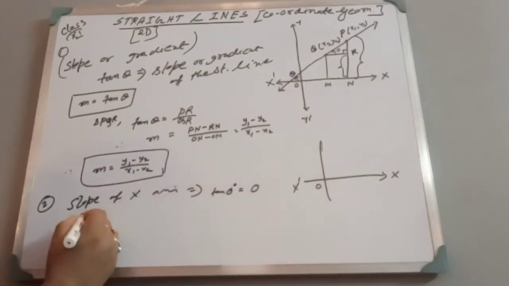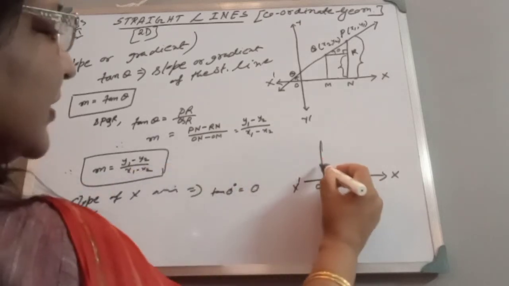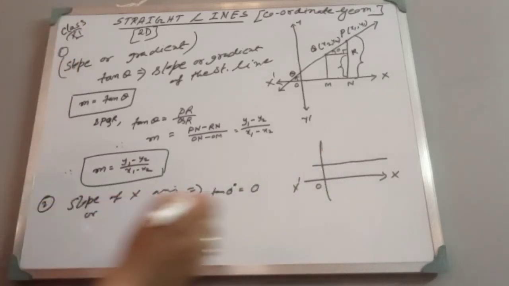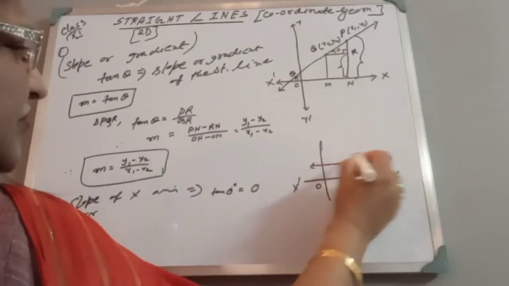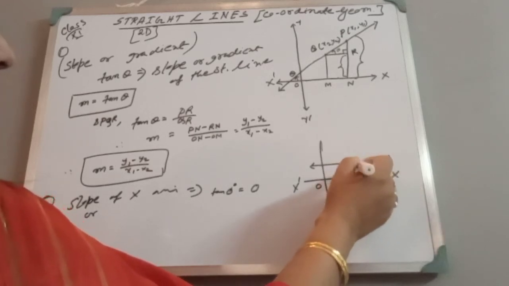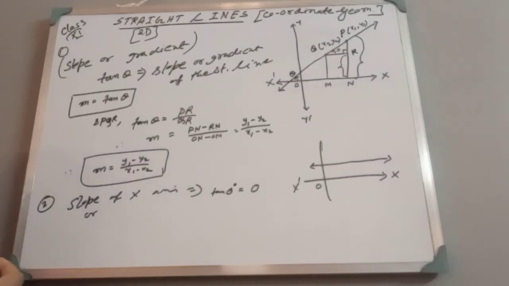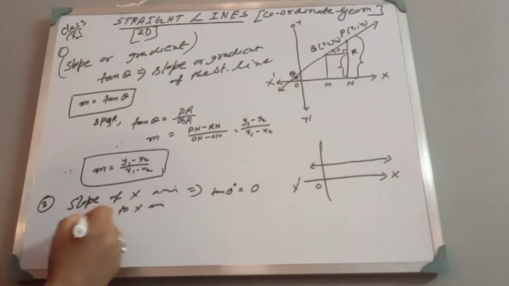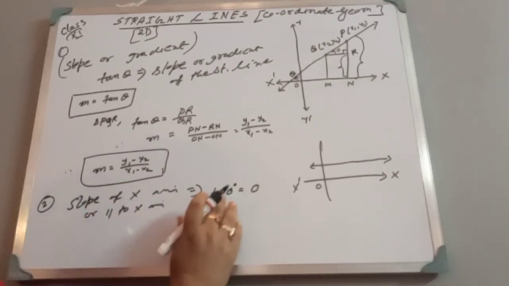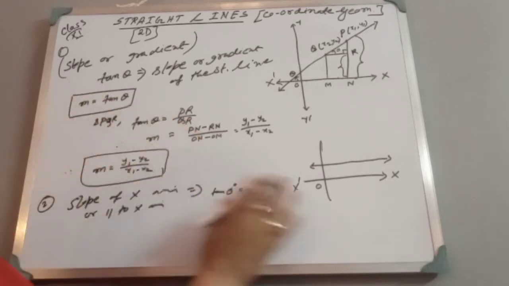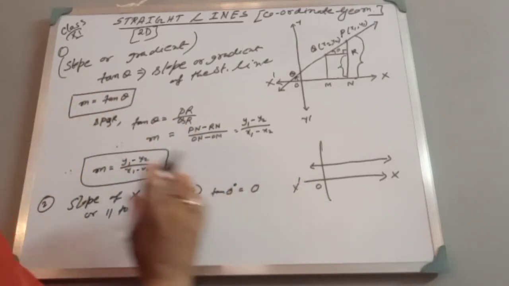So slope of x-axis or the line parallel to x-axis. Parallel to x-axis. That means if the straight line is this, what is the slope of this straight line? Slope of this straight line means the straight line which makes an angle with x-axis positive. There is no angle formed. So when no angle formed means 0 degree formed. So this is again parallel to x-axis. Slope of x-axis or the line parallel to x-axis, always the tan theta or slope of this type of line will be 0.